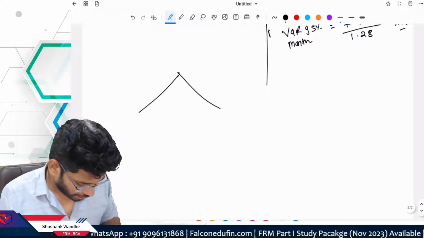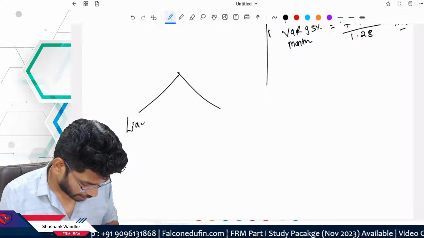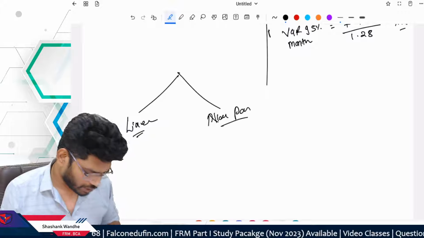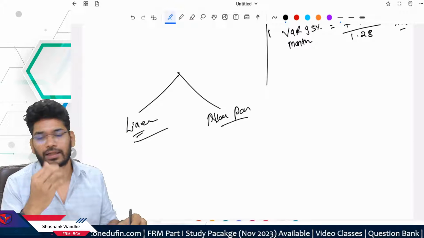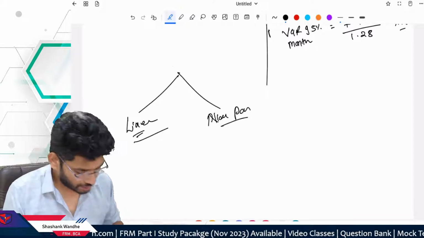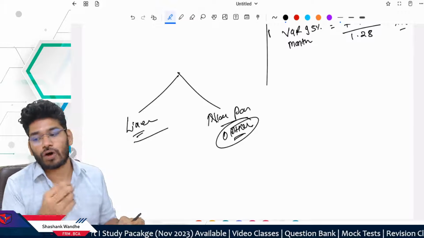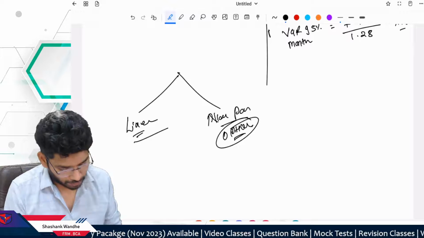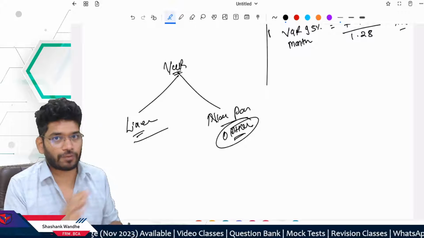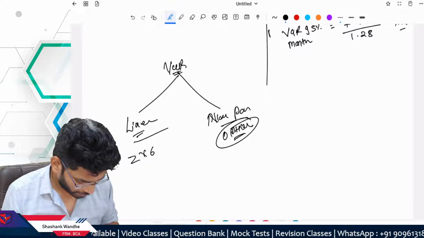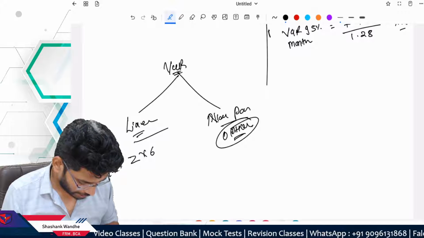Now here, in value at risk calculation, there are two possibilities: a linear portfolio and a non-linear portfolio. Stocks is a linear portfolio, and derivatives, specifically options, is a non-linear portfolio. For the calculation of the value at risk, VaR, for the linear portfolio, this is very simple and straightforward. Whatever we learned, Z into sigma will give you the value at risk linear.